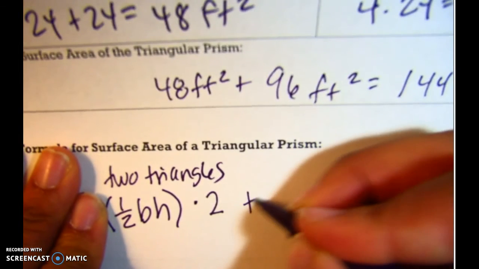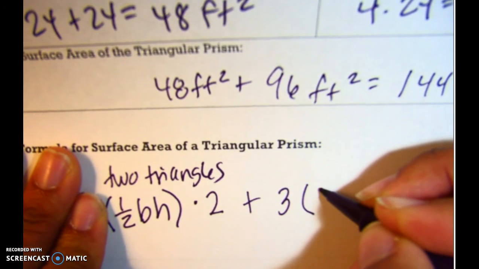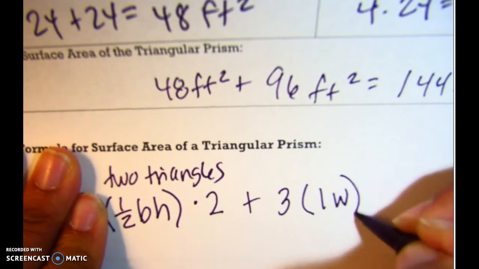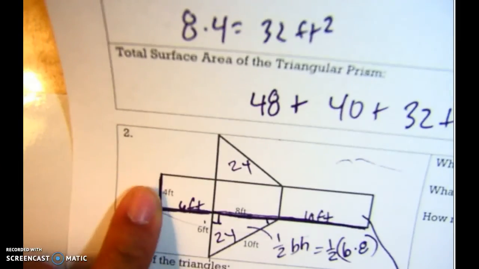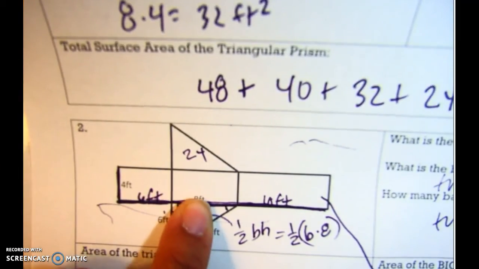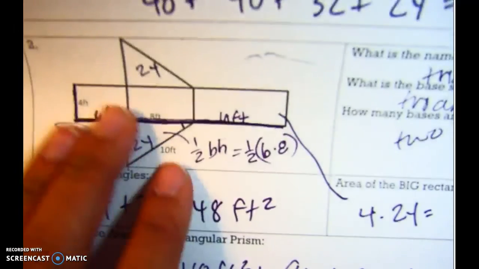And then you need the area of the 3 rectangles. You need whatever the length and width are that they give you. And they might be different. This was 4 by 6, this is 4 by 8, this is 4 by 10. But you're going to find the area of the 3 rectangles.